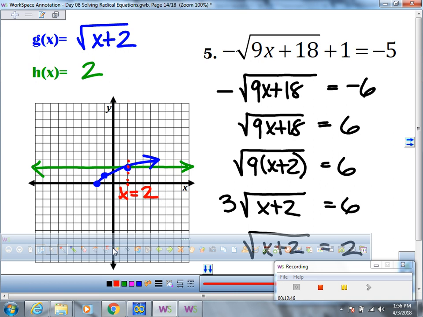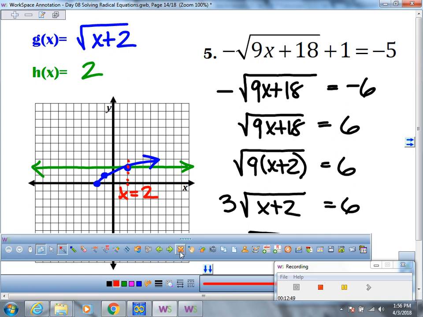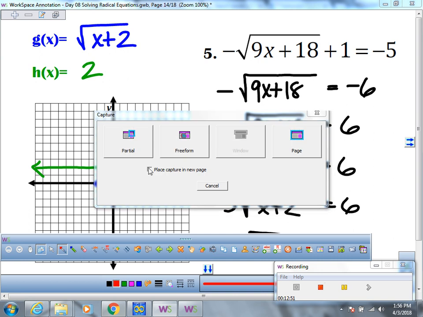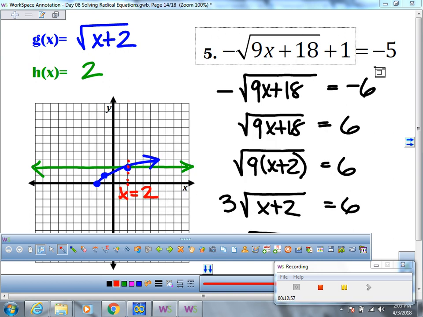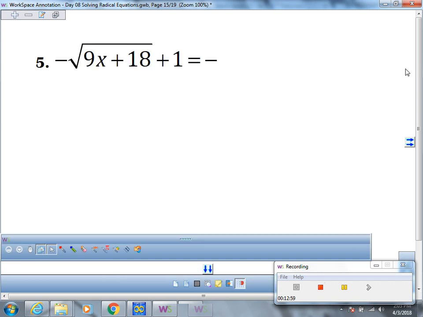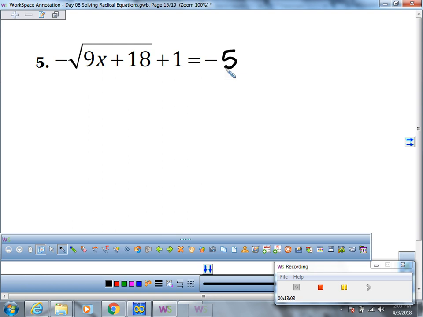We could start from the beginning if we wanted to. Let me do this. They cut it off. All right, now, I could have started from the very beginning to do this algebraically. But in order to do it algebraically, you have to have only a square root on one side. If I were to square both sides right now, what I'm really telling myself is this.